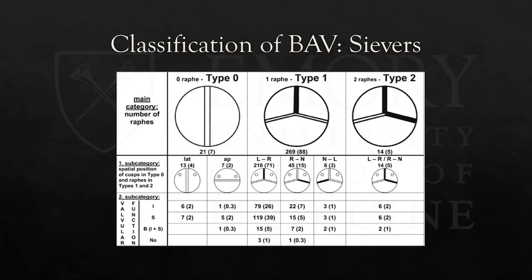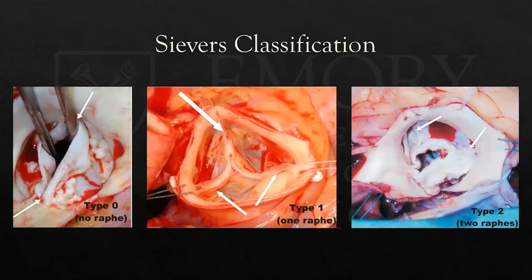We keep records of this in the operating room to try to understand this more: what Sievers classification the valve was, what was dilated, or whether specific classifications are more common with ascending aortic pathology versus aortic root pathology versus aortic arch pathology. We'll get into some of that later.